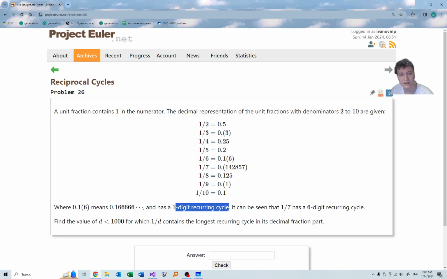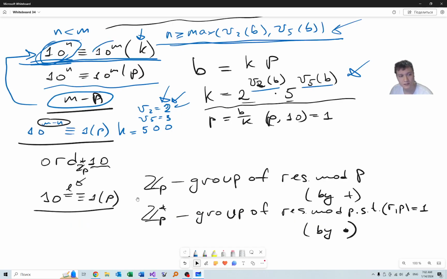So to find the length of the cycle, you need to find the order of 10 modulo your number. Moreover, you don't need any numbers except, so you don't need 2's and 5's. If you use 2's and 5's, you still go into this condition, because the only thing that 2's and 5's add to your condition is this thing, which doesn't affect m minus n.